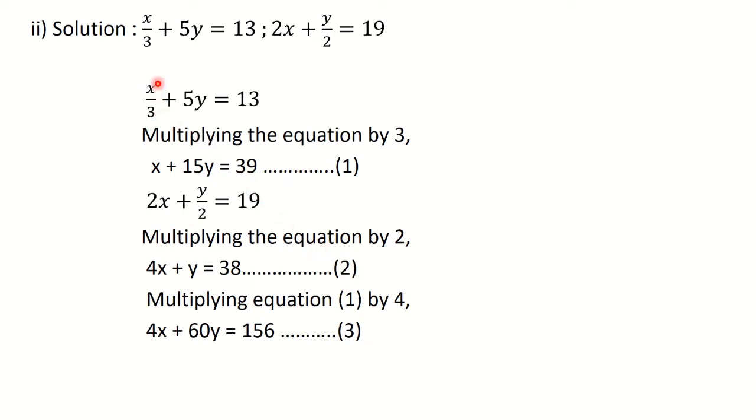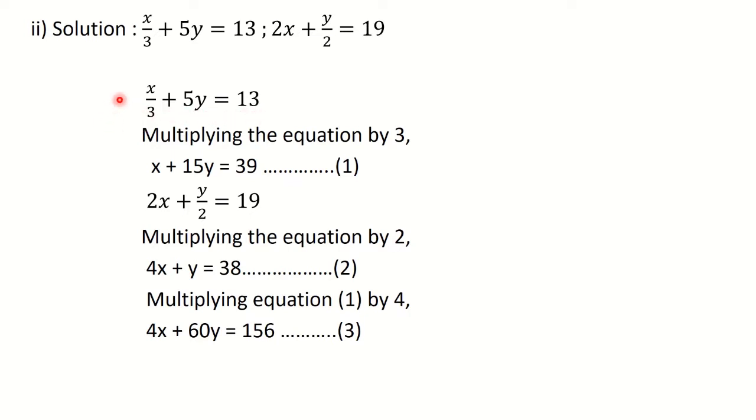See the first equation, x upon 3 plus 5y is equal to 13. We don't want this 3 in the denominator, so here simply we are going to multiply by 3. There is no question of finding the LCM because this denominator is present only in one term. So this whole equation we will multiply by 3.